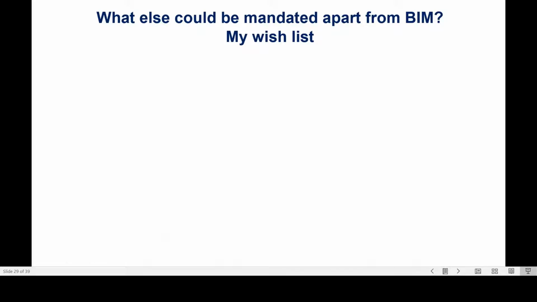Now, is it only BIM that can be mandated? I try to use BIM as an example because it's a very popular process that most people have heard of. But there are other things that I think governments around the world, especially in developing countries, can start to think about mandating in the near future. Even in developed countries, they might want to do things like this.